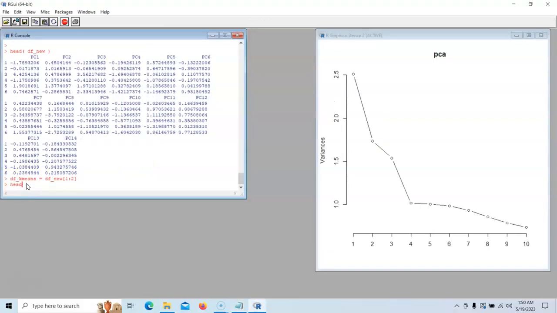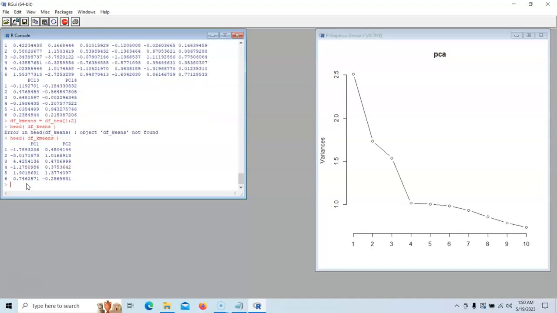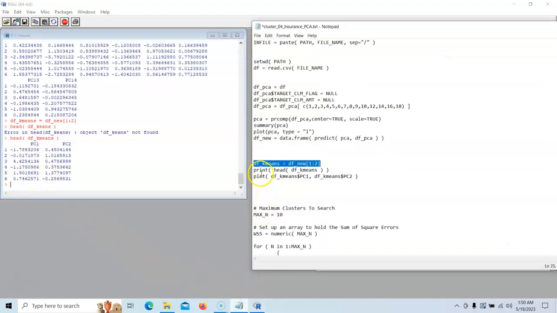So now, how about k-means? There we go. So now we got those first 2 principal components, and let's graph them.